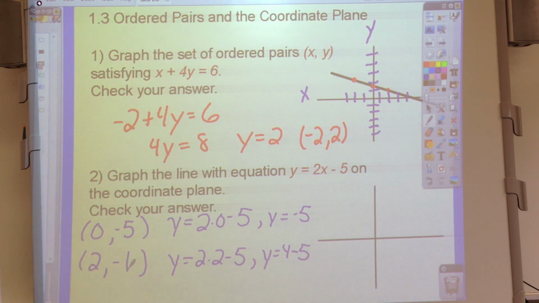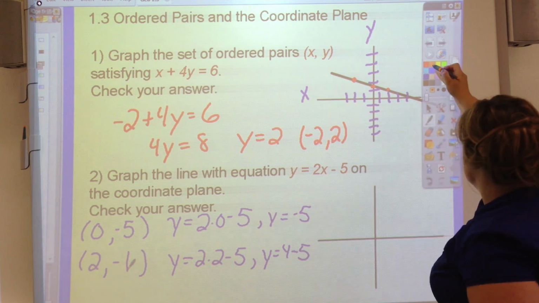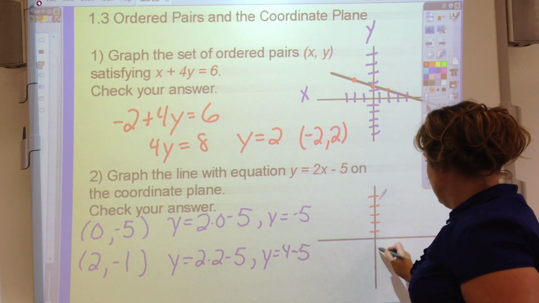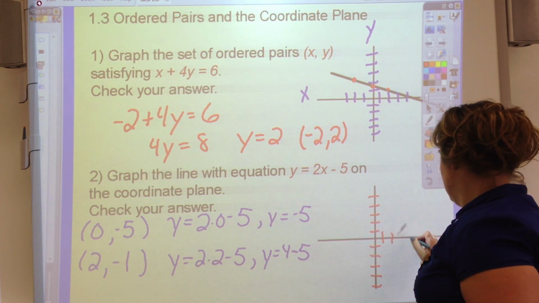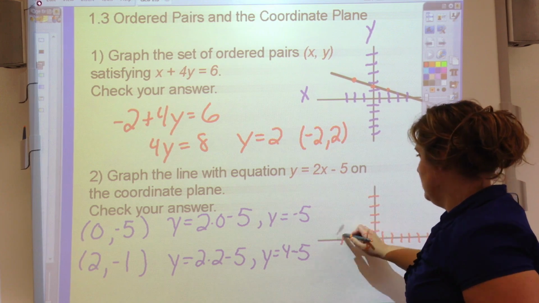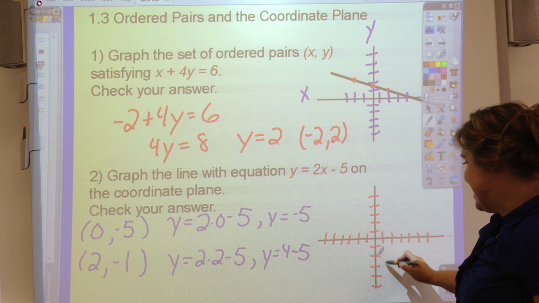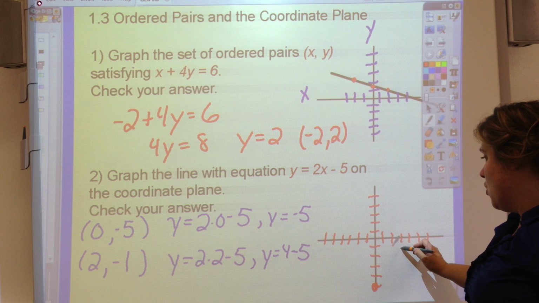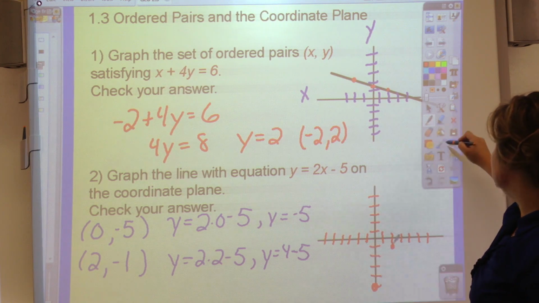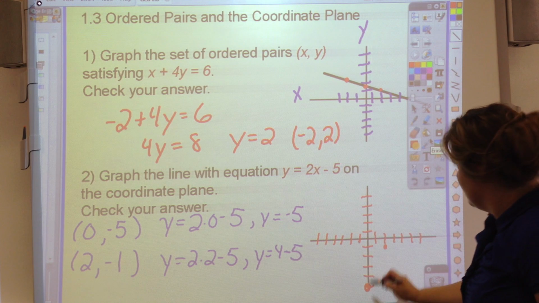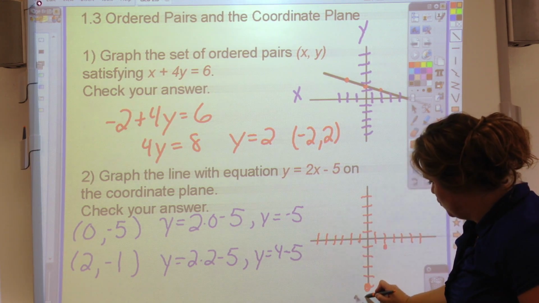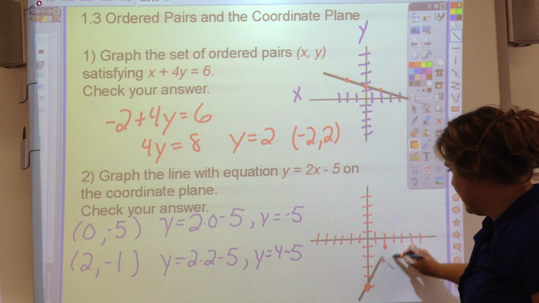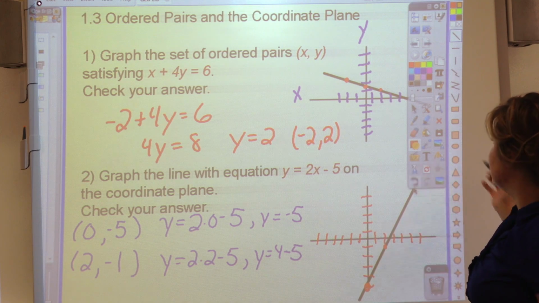Now let's go ahead and plot those points and connect them to find the line. When x is 0, y is -5. That's all the way down here. When x is 2, y is -1. That's up here. And let's connect those dots to form a line. Oh, that's not a very good one, is it? Let's see if I can try that again. There we go. So there's my line.